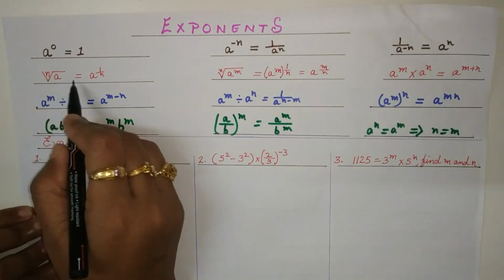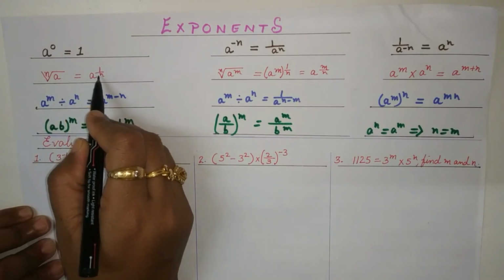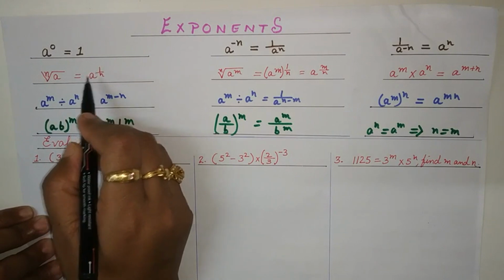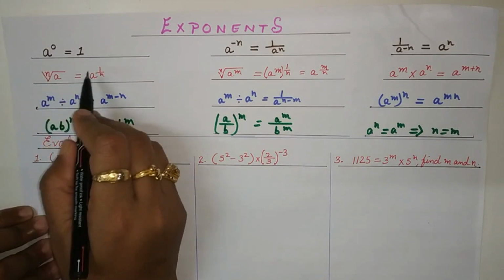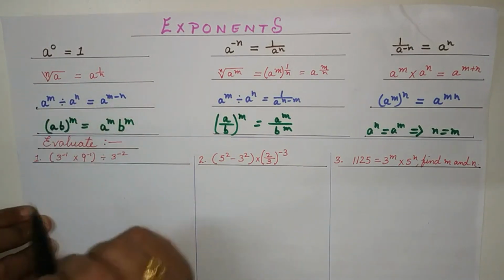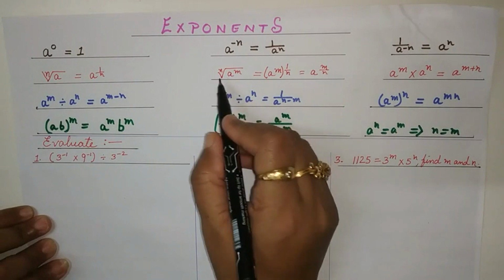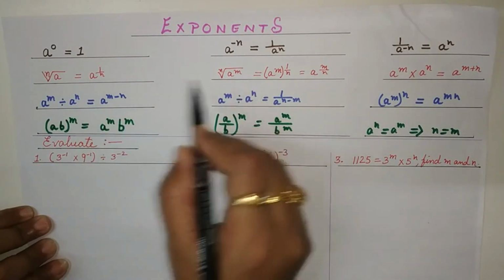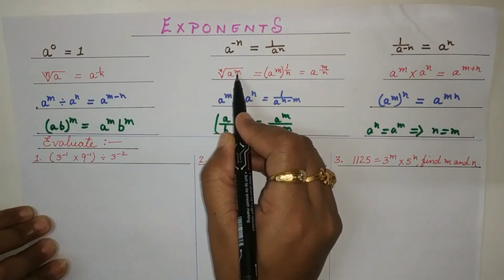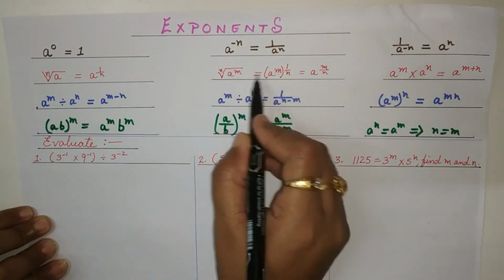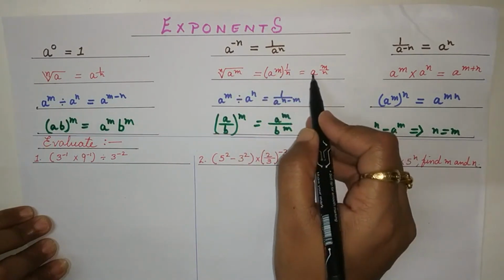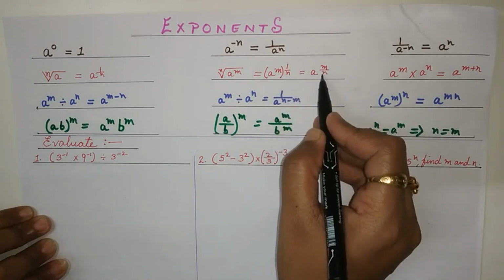Nth root of a is equal to a to the power 1 by n. So if it's cube root of a, it is a to the power 1 by 3. If it is fifth root of 2, it is 2 to the power 1 by 5. Now this also we are going to solve in the examples. To explain this rule better, it is nth root of a to the power m. That means a to the power m is already the base and the power becomes 1 by n. That is a to the power m by n.